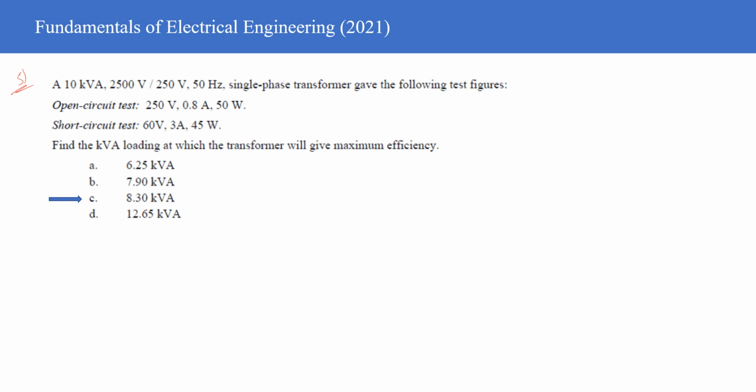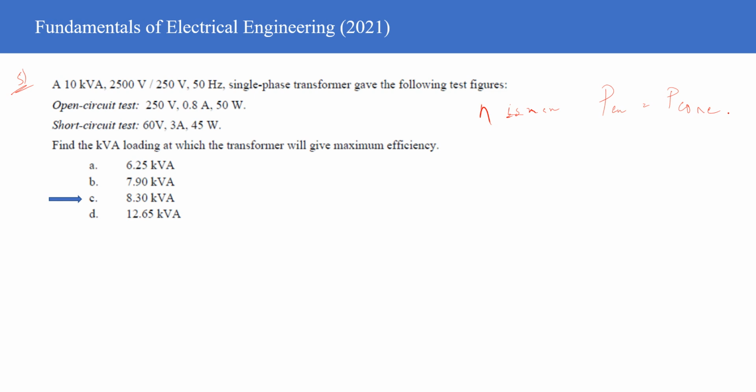Now this is something which you need to refer to your professor's notes, right? If you refer to the notes given by your professor, you will figure out that efficiency is maximum when copper loss is equal to core loss. If this is the situation, then your efficiency is going to be maximum, right? So how do we determine the loading at which it gives the maximum efficiency?